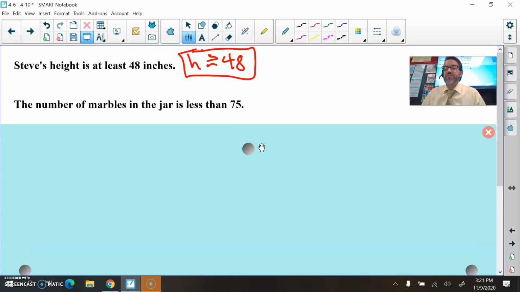At least and at most are two of the key phrases you will need to know when writing your inequalities. At least is going to be greater than or equal to. At most is going to be less than or equal to. You will see those show up quite a bit.